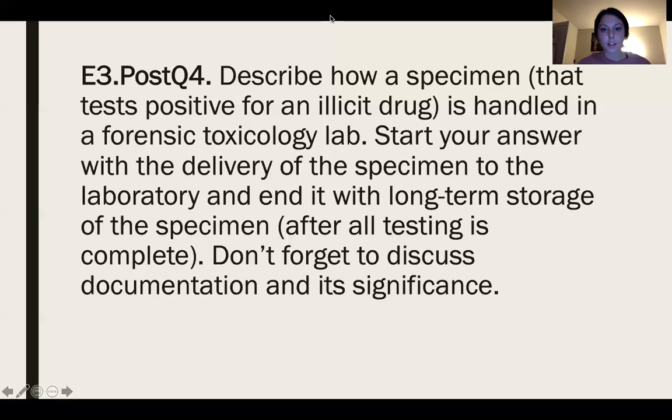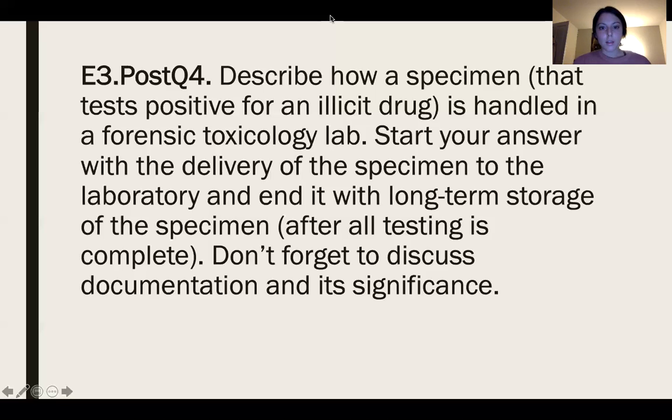When a toxicologist needs to test it, they will go to storage, take the evidence, and bring it back for testing. They will do a screening test, which means that they will first test to narrow down what might possibly be in the sample that they received. The sample could be something like blood or urine.